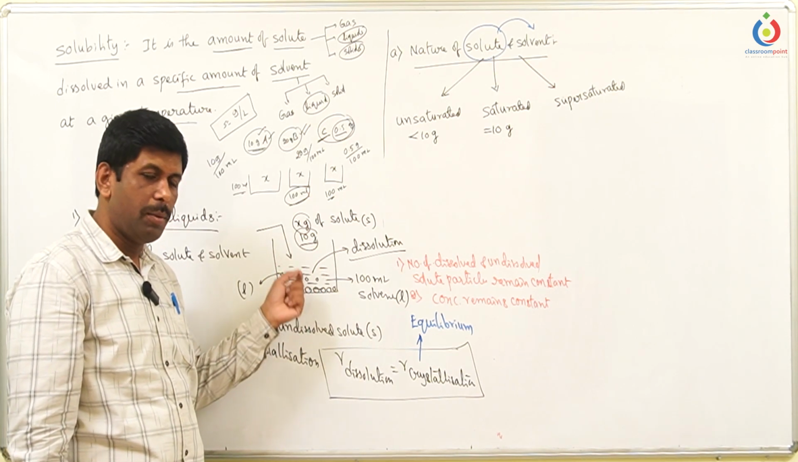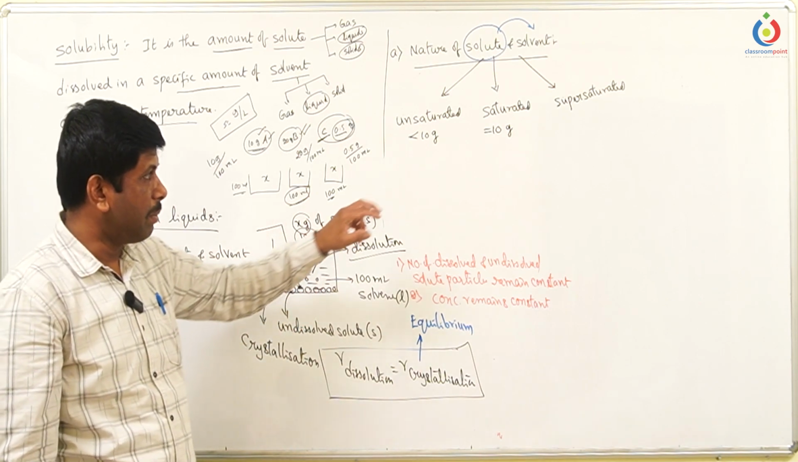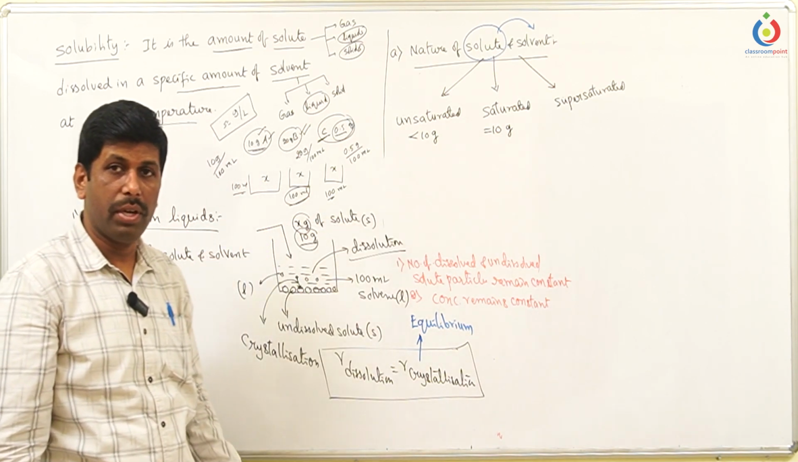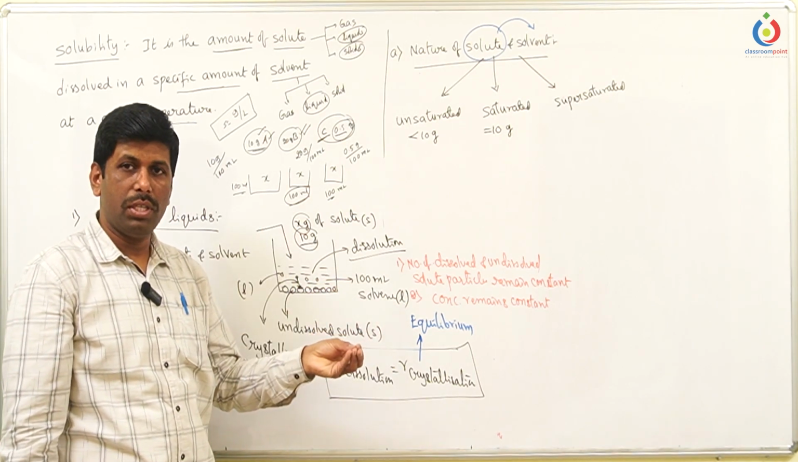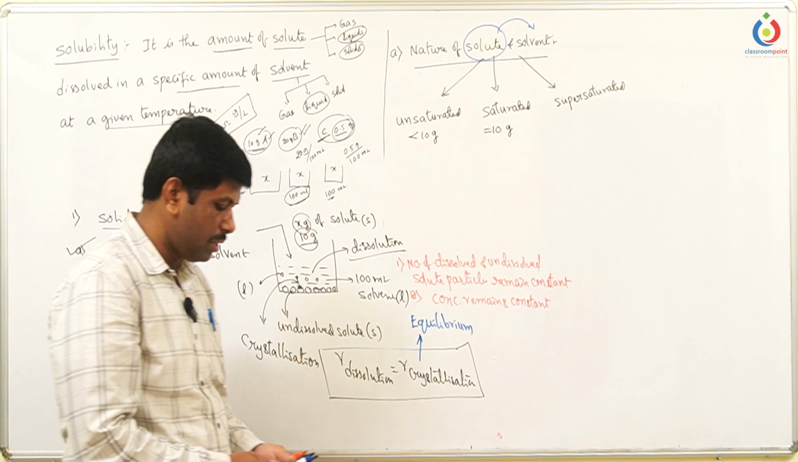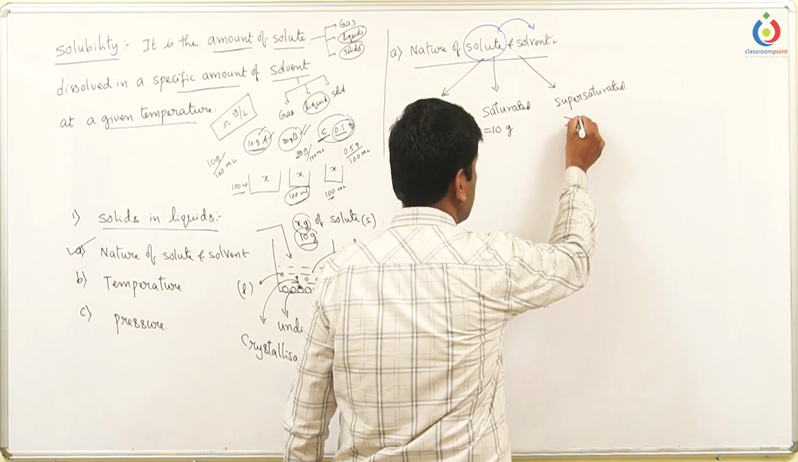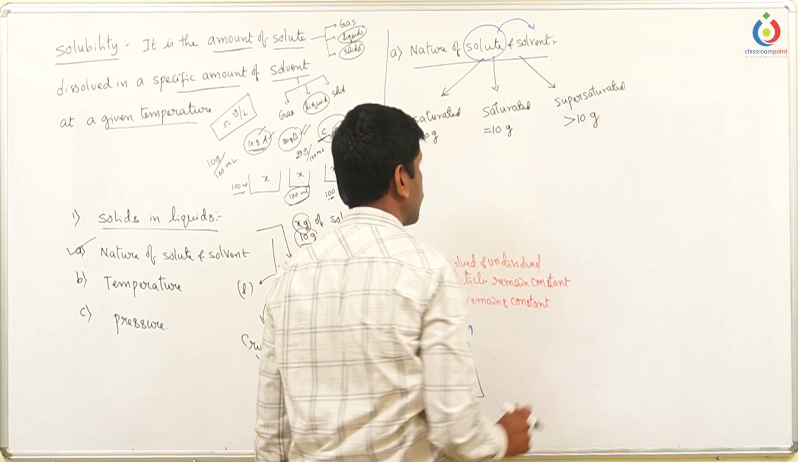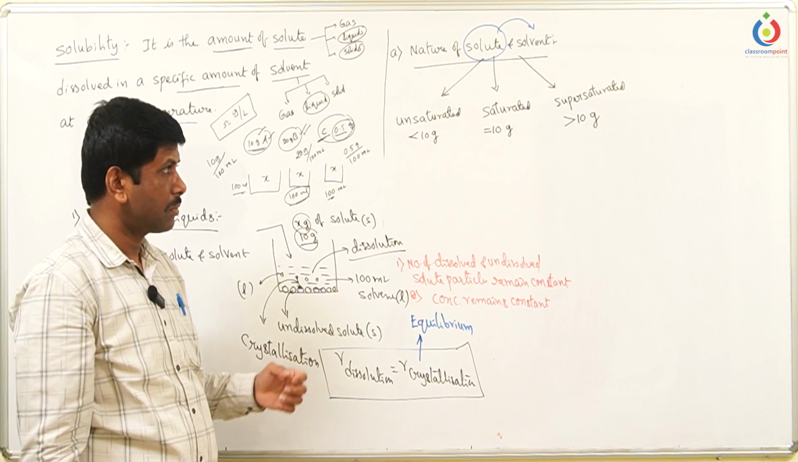If this extra amount of solute is dissolved, then the required amount is a maximum of 10 grams it can take, but we are forcing the solute to dissolve. That means more solute is dissolved than the required amount. That type of solution is known as a supersaturated solution. So here more than the required amount of the solute is dissolved.